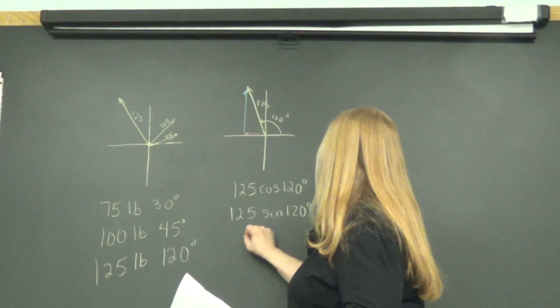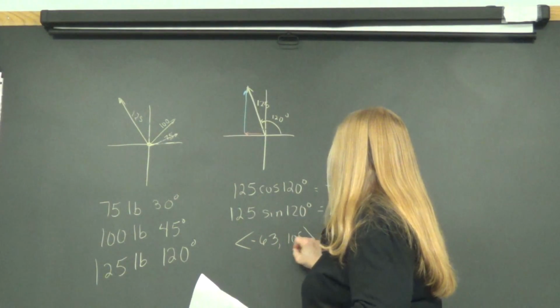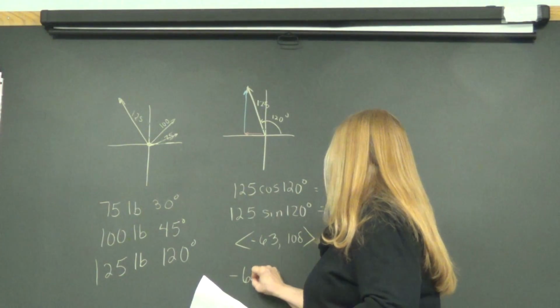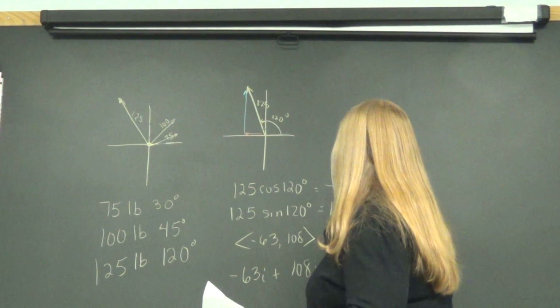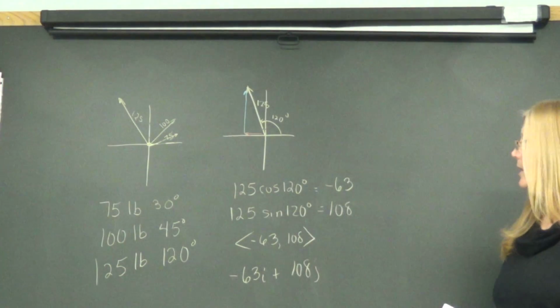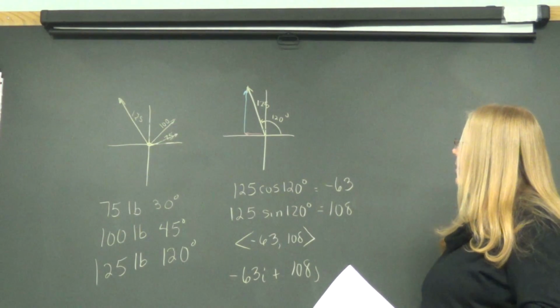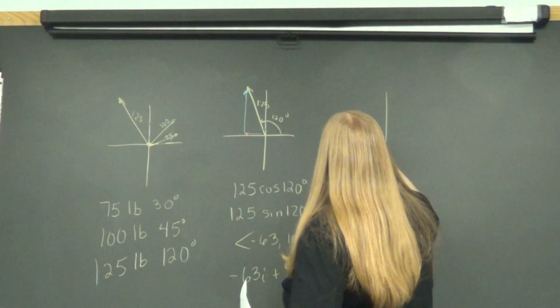So I have a choice. I can write it with the pointy brackets, or I can write it as i's and j's. All right, so here are my two choices for that one. Let's see, I will draw the other one.